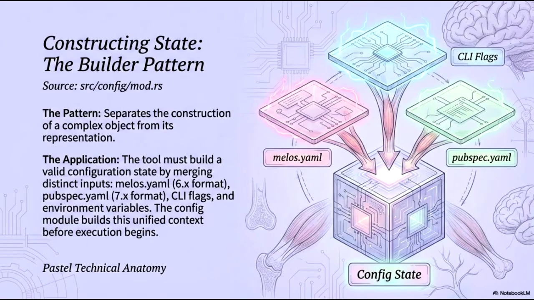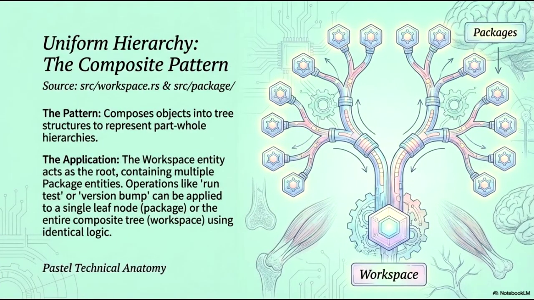state throughout its lifecycle. The composite pattern allows us to create a uniform hierarchy by composing objects into tree structures that represent part-whole relationships. In our implementation, specifically within source/workspace.rs and the source/package directory, we utilize this pattern to manage our codebase effectively. The workspace entity functions as the root of the tree, encompassing multiple package entities as its branches and leaves. The primary advantage of this approach is that operations such as running tests or performing a version bump can be applied interchangeably to a single leaf node or the entire composite tree.